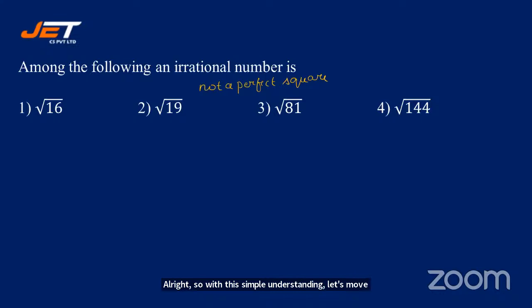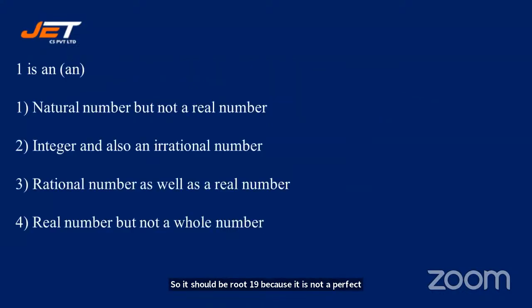All right, students, quickly look into the screen. The first question is, among the following, an irrational number is dash. Four options are given. As usual, being the first question, we'll do it for you. Is it root 16, root 19, root 81, root 144? It should be root 19 because it is not a perfect square. Yes. See the next question.